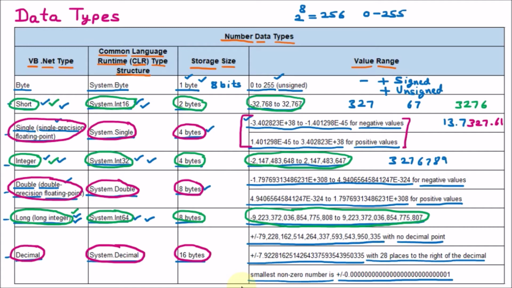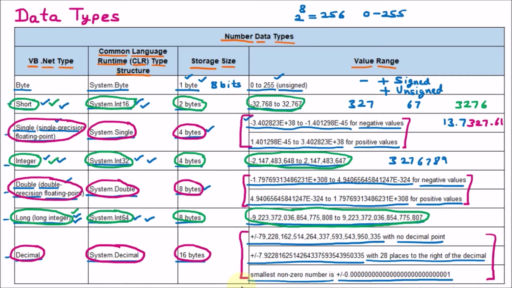Let's say talking about single, then this is the range of double, and further this is the range of decimal. So we can say that the smallest integer is the short, the smallest floating point is the single, the biggest integer is the long, and the biggest floating point number is the decimal.